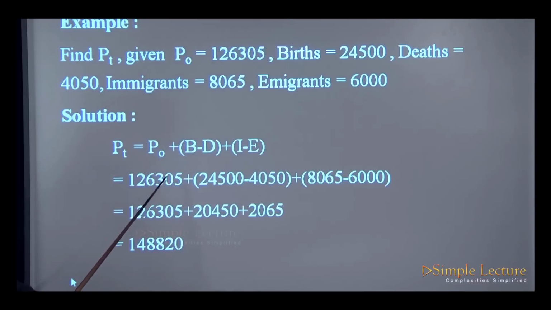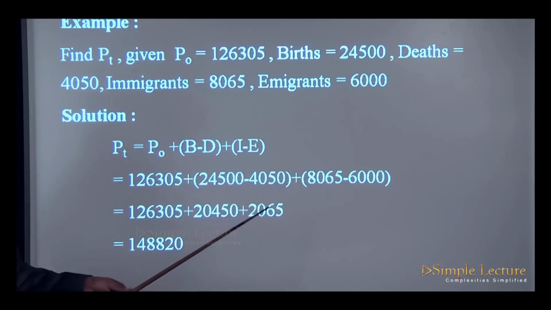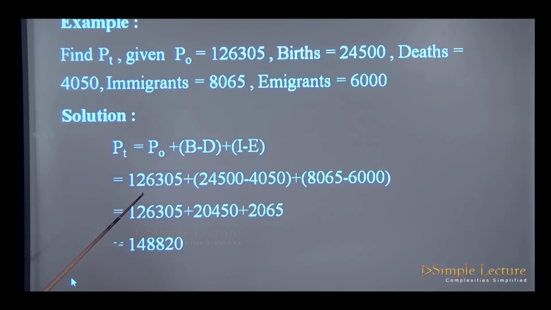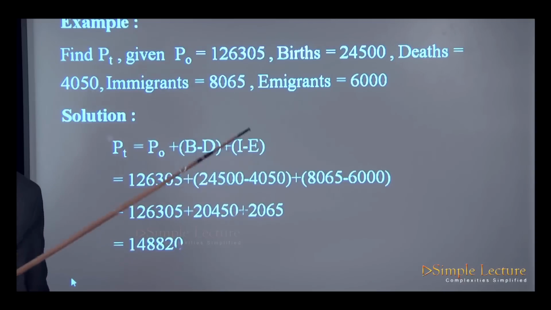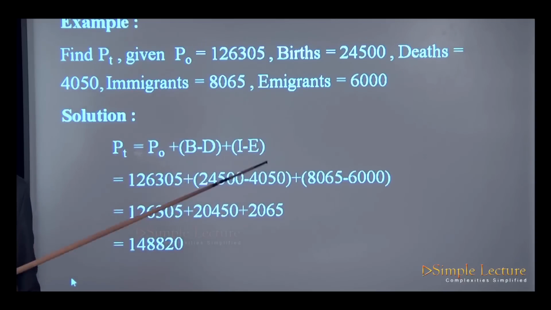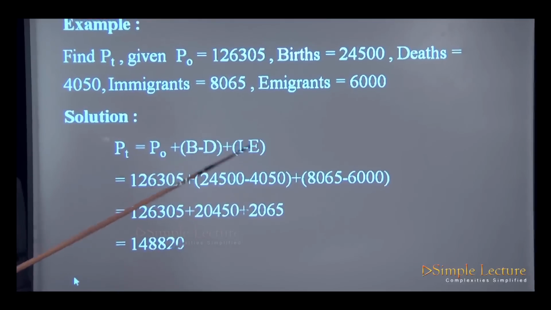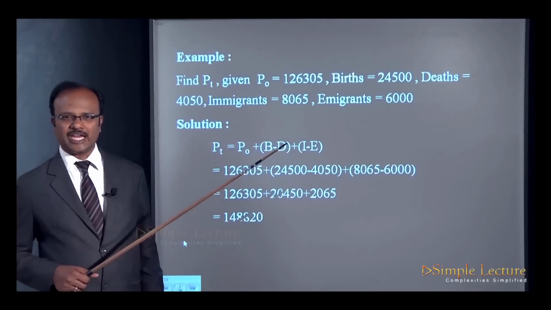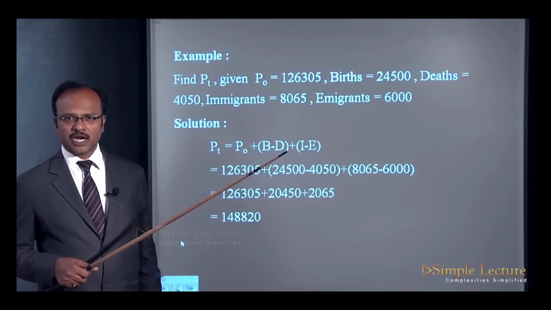Substitute. 1,26,305 plus 24,500 minus 4,050 plus 8,065 minus 6,000. Now this works out to be 1,26,305 plus 20,450 plus 2,065. When you add all this, you are going to get the population at a particular point of time as 1,48,820. That means at that particular point of the intercensal year, there are 1,48,820 people in that particular locality, whether it is a town or a country, right?